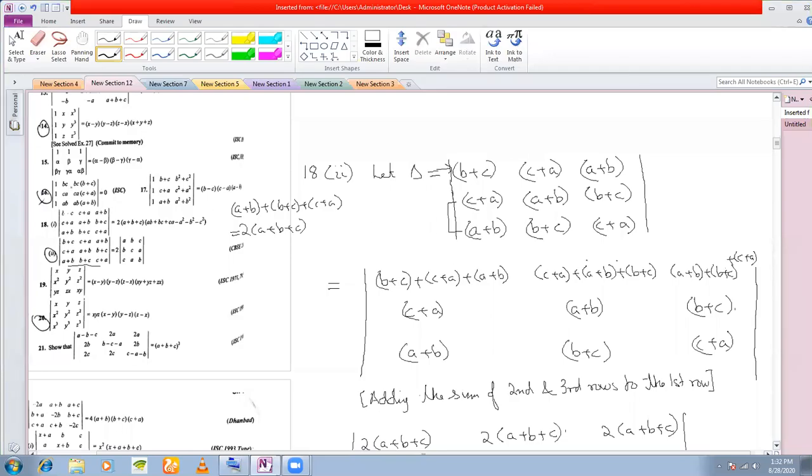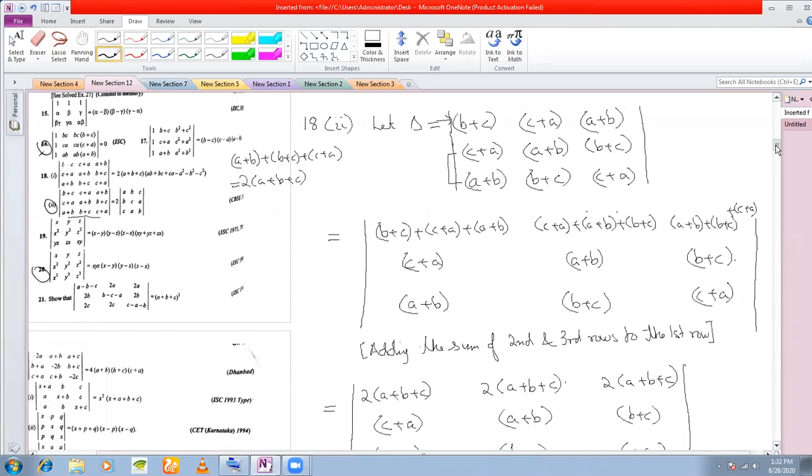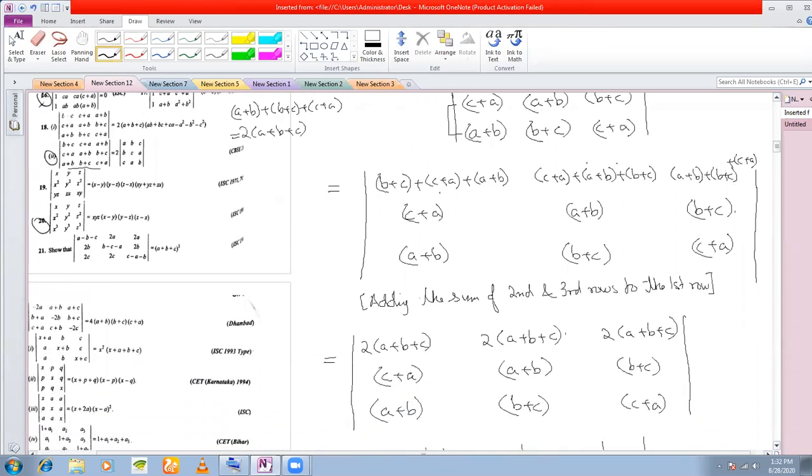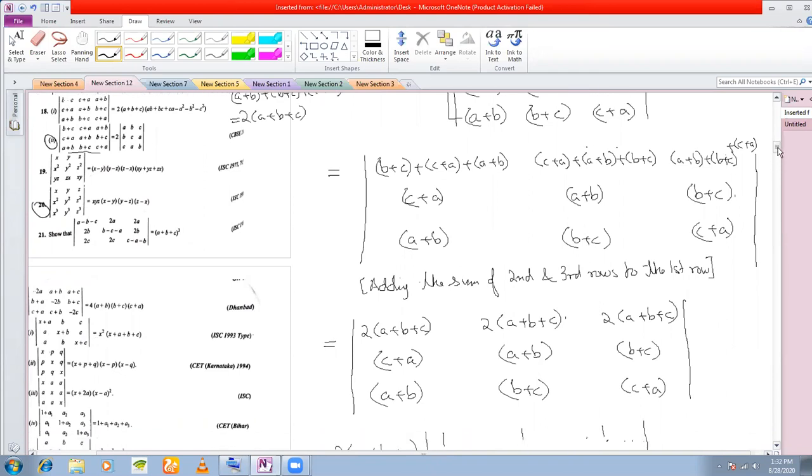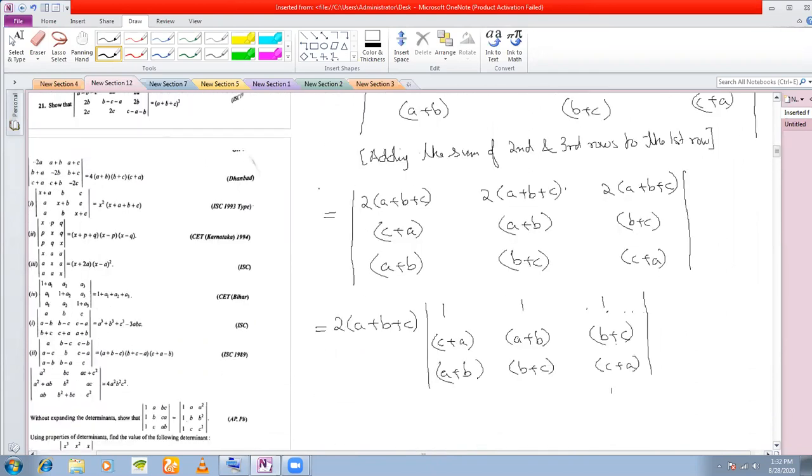See here, you have to prove that this determinant is equal to this. You don't actually have to expand the determinant. Now what I did last day was, I added the sum of the second and the third rows to the first row, and in the first row I got twice a plus b plus c. Okay, in the first row I got that.